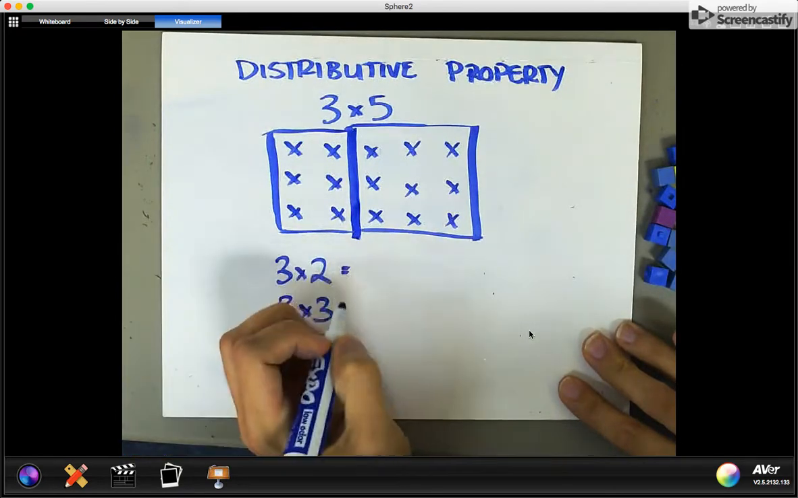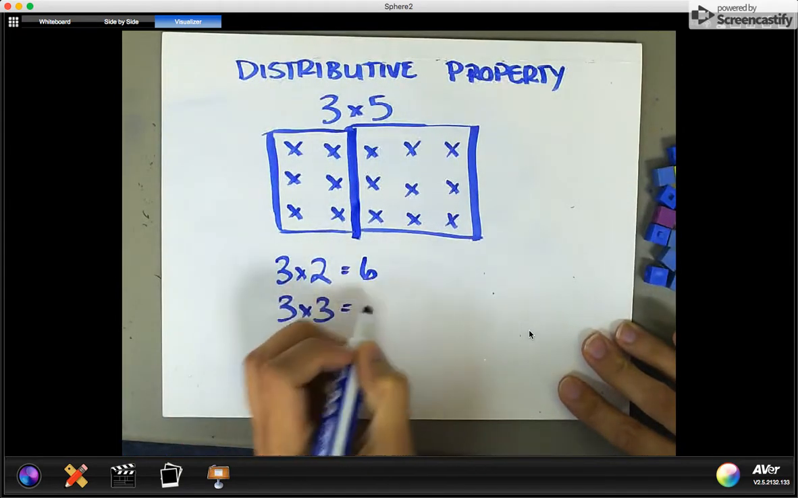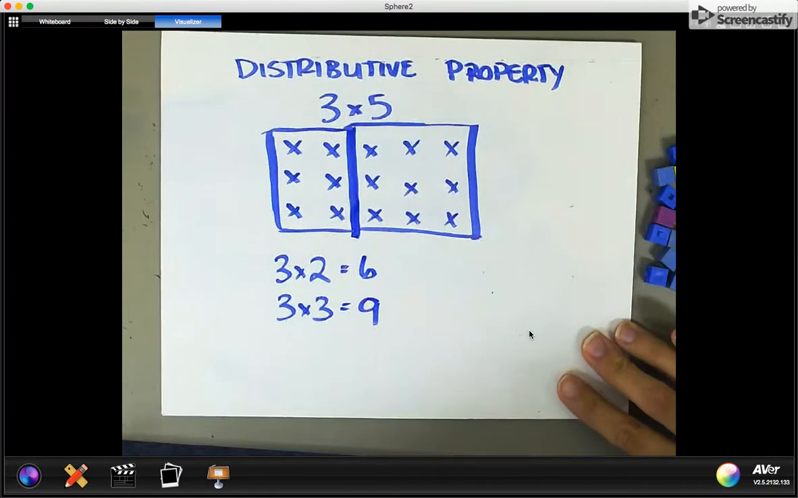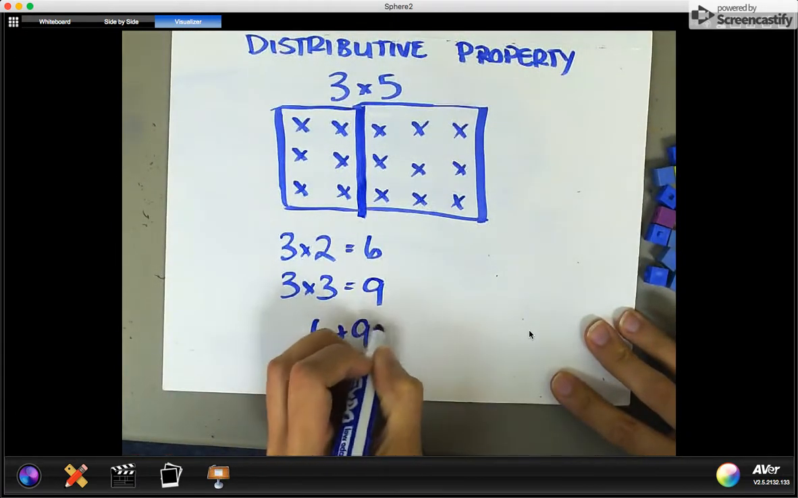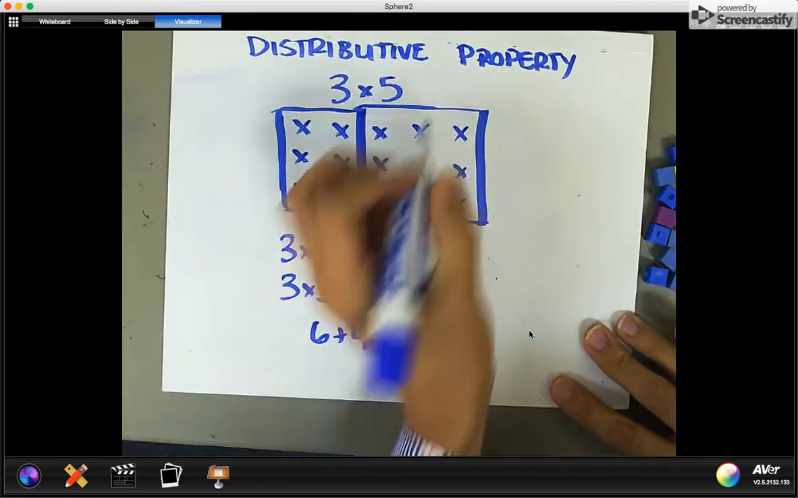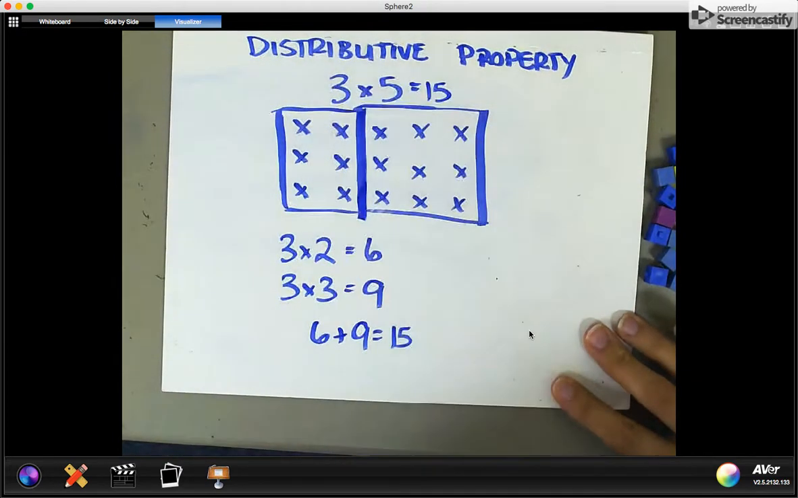So we can see 3 times 2 is 6. 3 times 3 is 9. And then we put it back together. 6 plus 9 is 15. So 3 times 5 is 15.